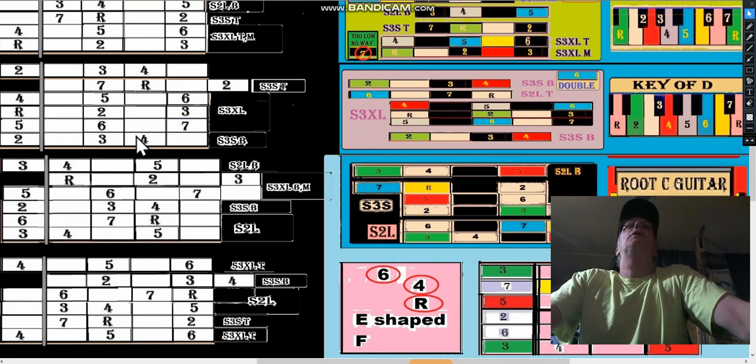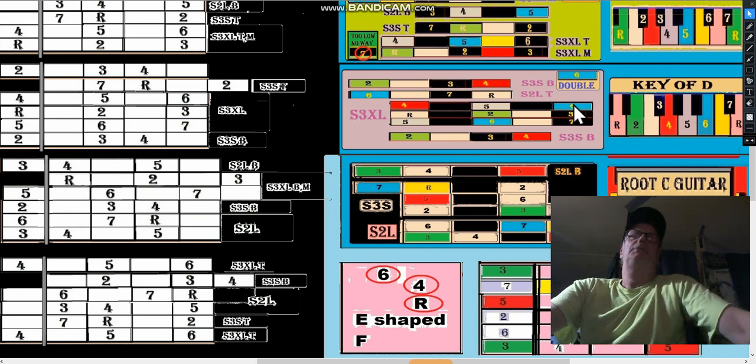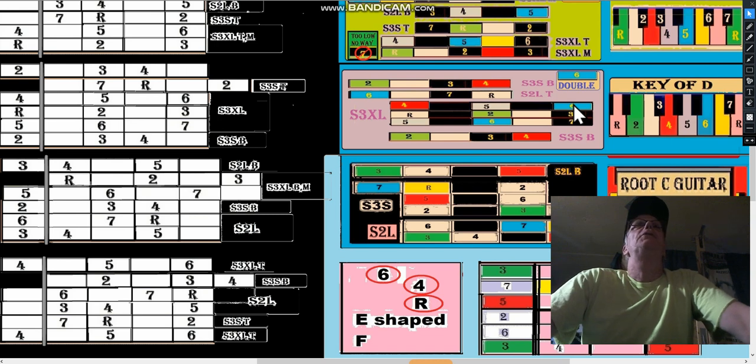2, 3, 4. 2, 3, 4. 5, 6, 7, root, 2, 3, 4, 5, 6. The only difference is, see, I made a mistake here and then went into an S2L here, 6, 7, R. That doubled the 6. That was a mistake. I made it. I apologize. I'm only human. That was not the thing to do.